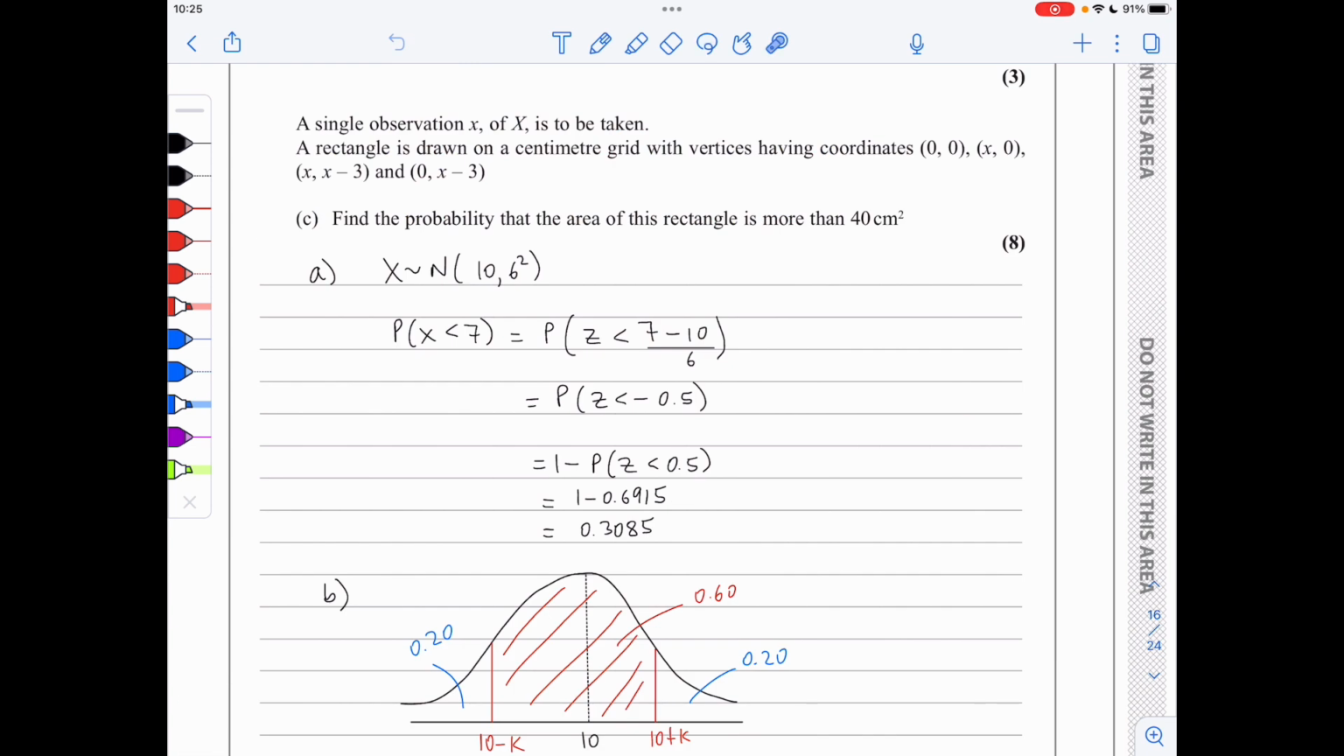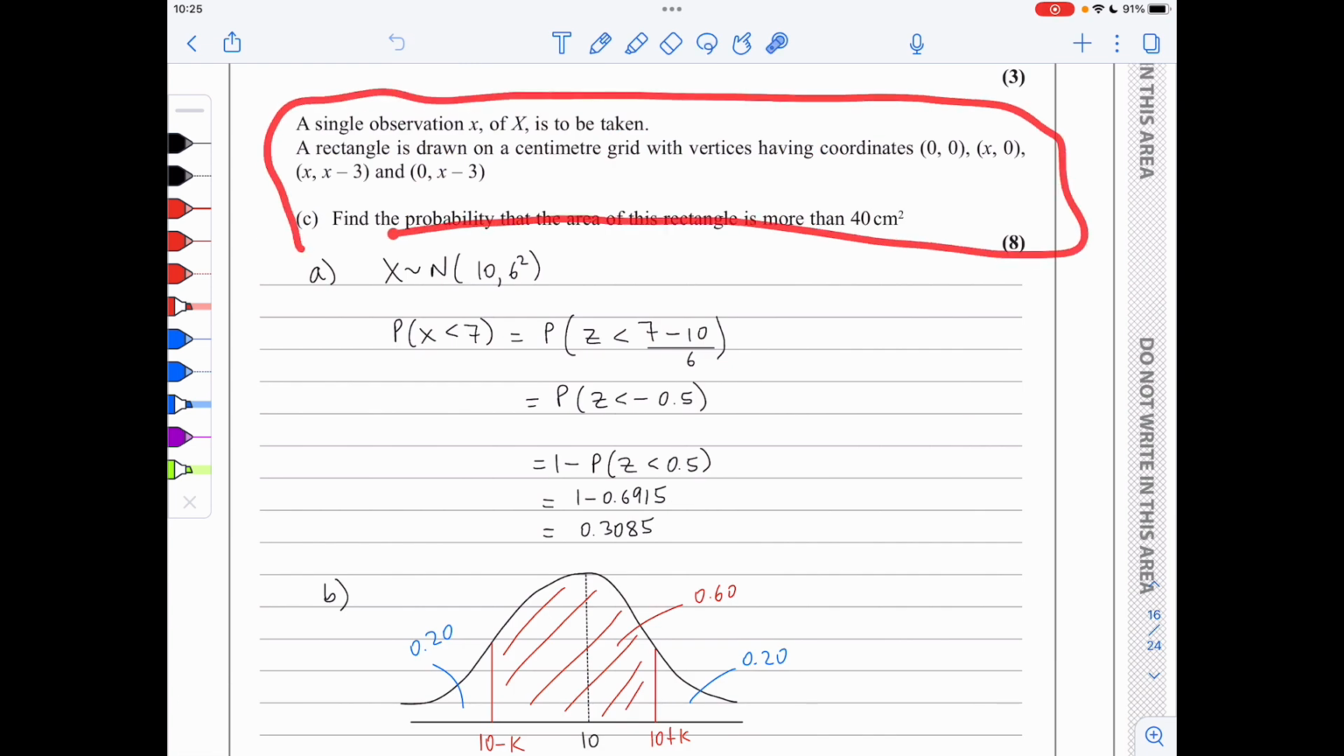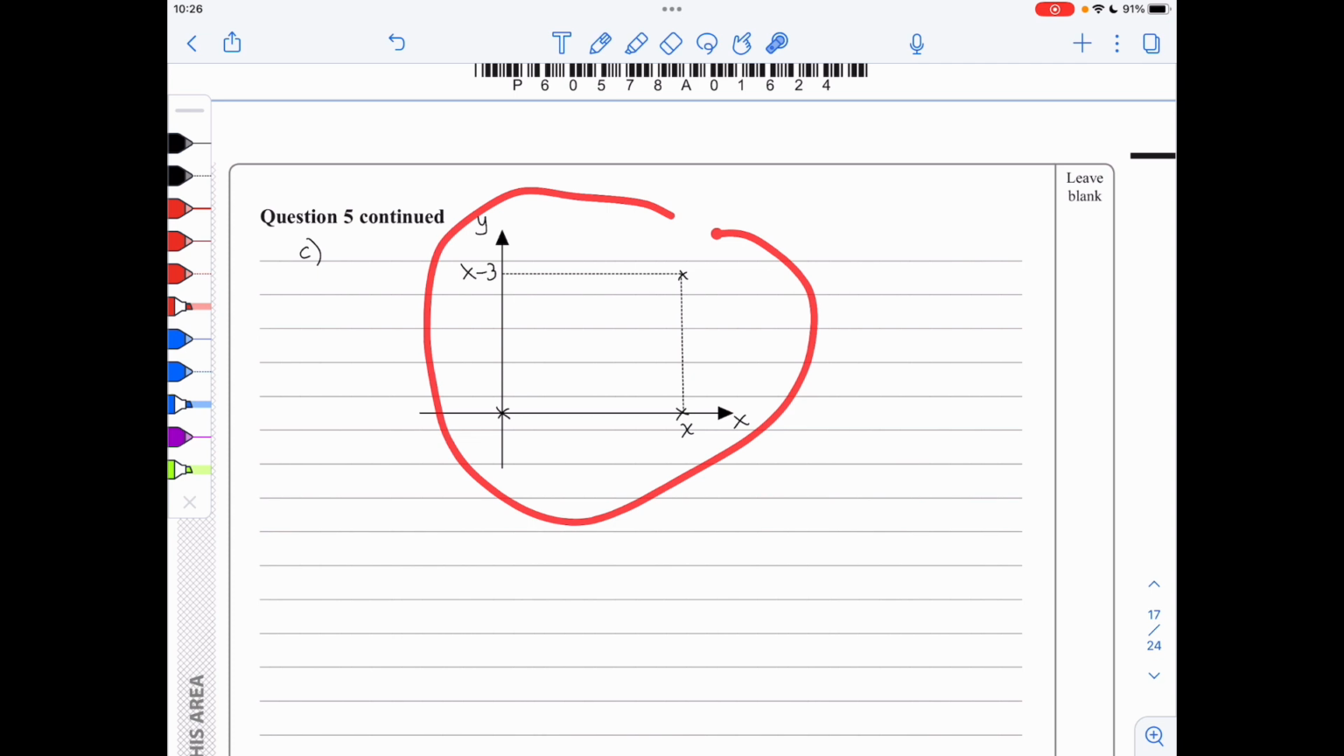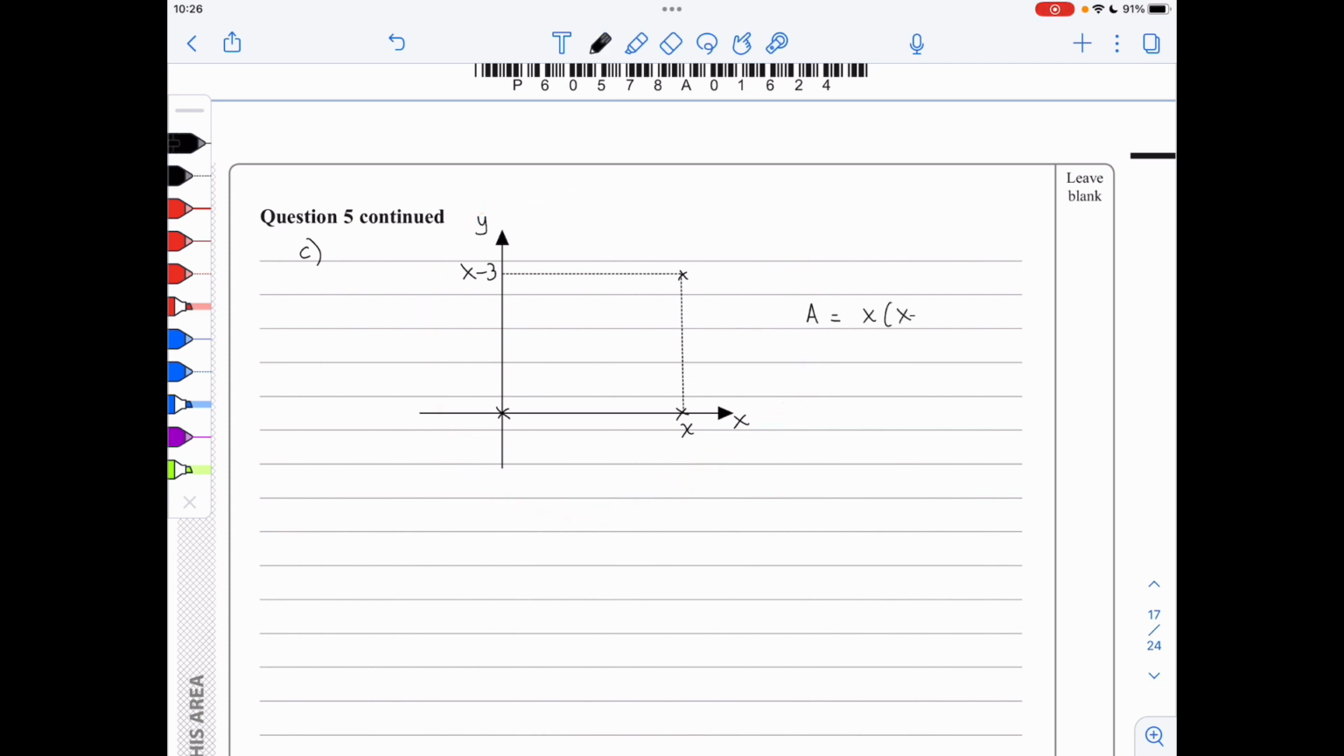For part C, we are told that we take a single observation of x and we draw a rectangle with vertices at (0, 0), (x, 0), (x, x minus 3), and (0, x minus 3). And we need to find the probability that the area of this rectangle is more than 40 square centimeters. Now this is worth 8 marks, so this means there's quite a lot of work involved here. So I will actually start by drawing the rectangle with these vertices just to see exactly what's happening. So there it is. It's easy to see that the area is given by x times x minus 3.